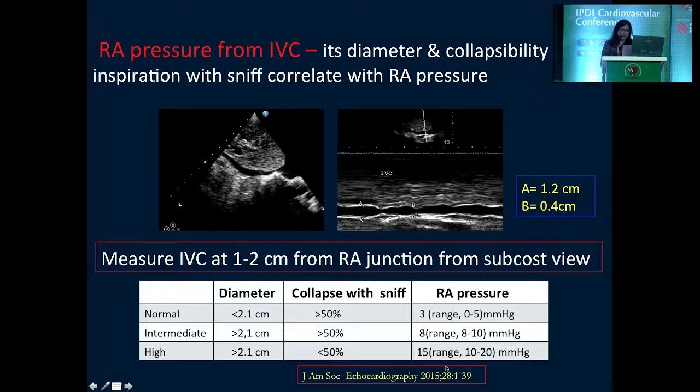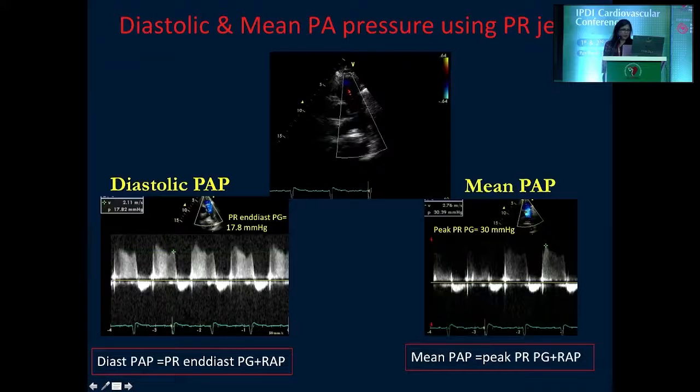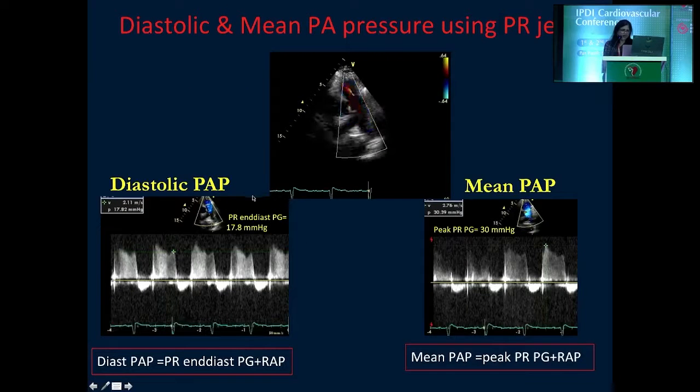Apart from systolic pressure, we can measure the pulmonary arterial diastolic pressure from the PR jet. For that we go to the parasternal short axis view and get the PR. Above the baseline is the PR, just like AR. For the diastolic pulmonary arterial pressure, we measure the end diastolic.